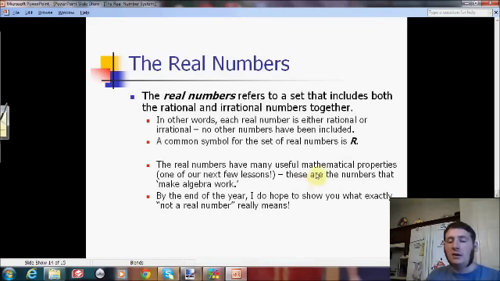We care about these numbers because they make algebra work the way we expect it to, because it has all these nice properties that we'll look at in another lesson or two. And again, what does "not a real number" really mean? By the end of the year, I hope you understand that. So that's the vocabulary for this lesson.